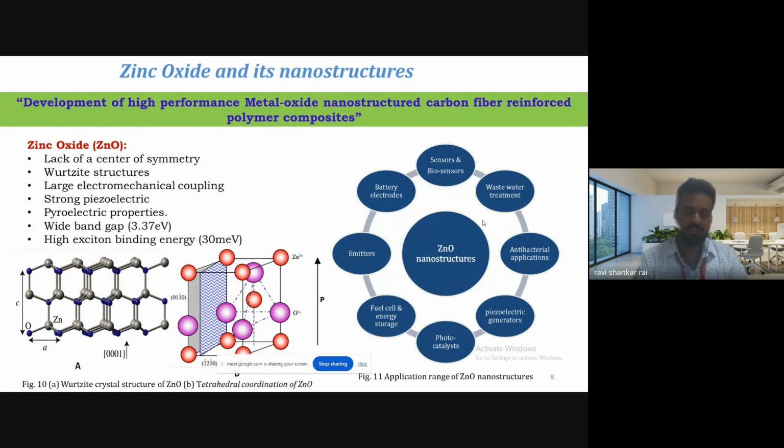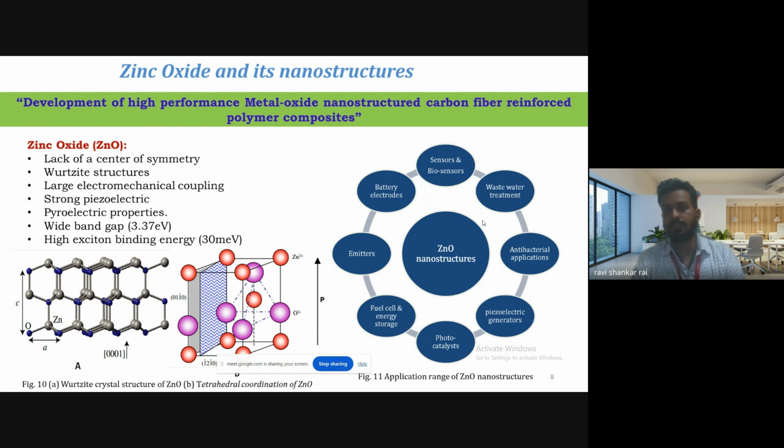Out of different nanomaterials, we have chosen zinc oxide nanostructure because it has a high capability to grow on the woven carbon fiber surface, as we have seen in our experiments. We have done experiments on copper oxide and other materials also. Along with that, zinc oxide has a lack of center of symmetry, a piezoelectric structure. It has a wide band gap and high exciton binding energy also.